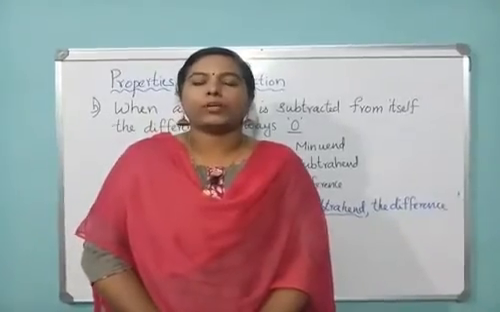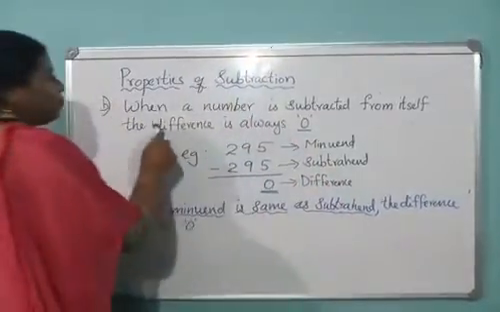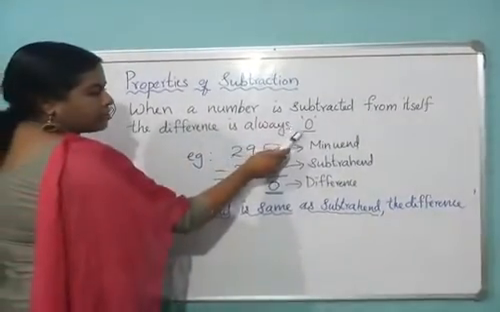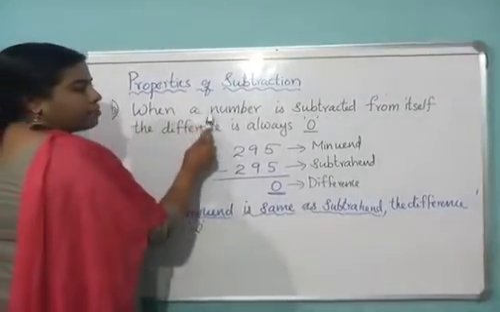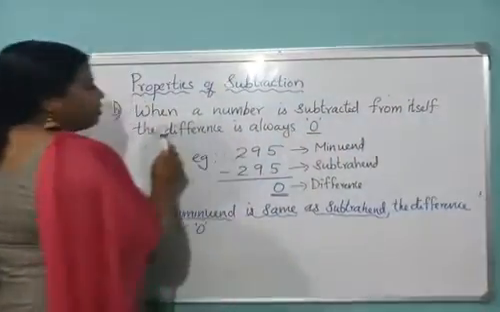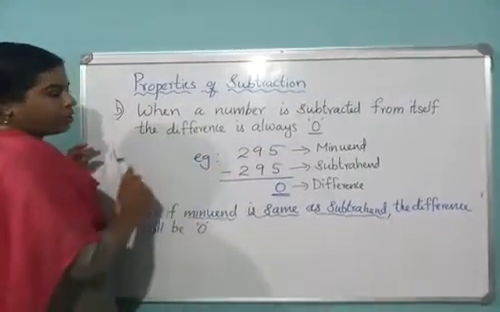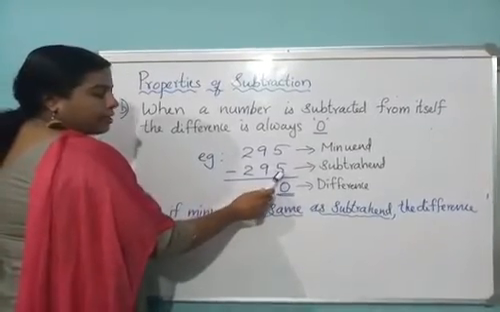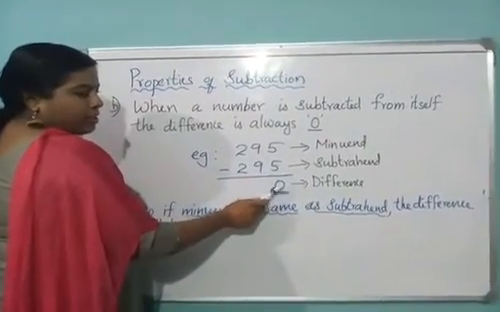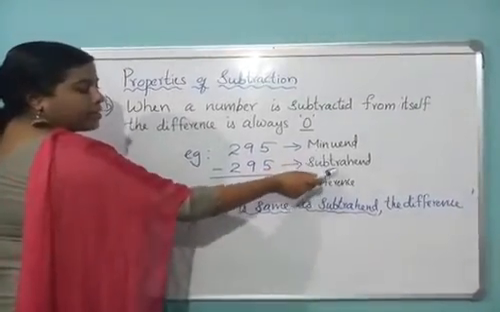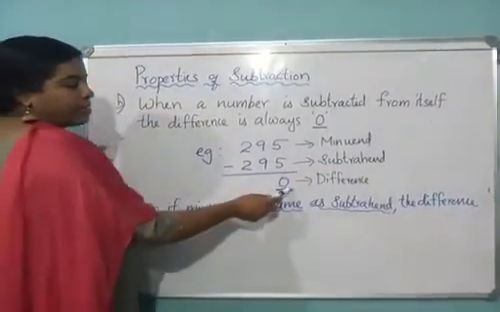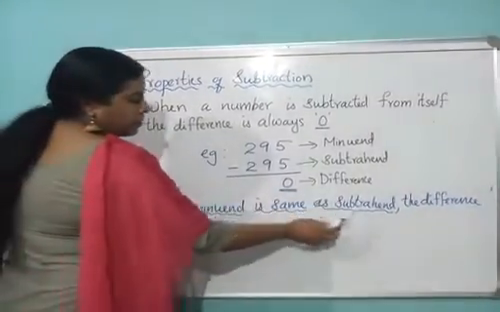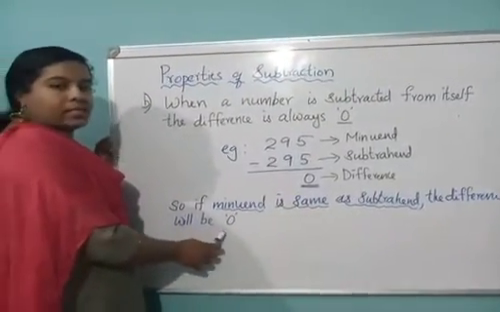Let's see the second property of subtraction. When a number is subtracted from itself, the difference is always 0. Look at this example. 295 minus 295 gives 0. Here the minuend and subtrahend are the same, so the answer will be 0. If the minuend is the same as the subtrahend, the difference will always be 0.